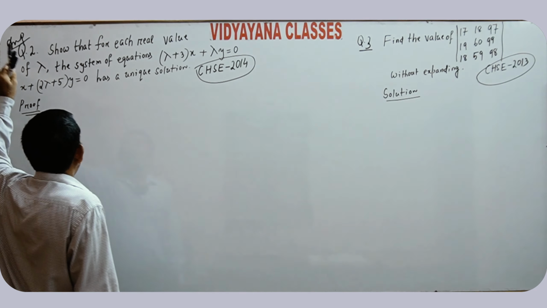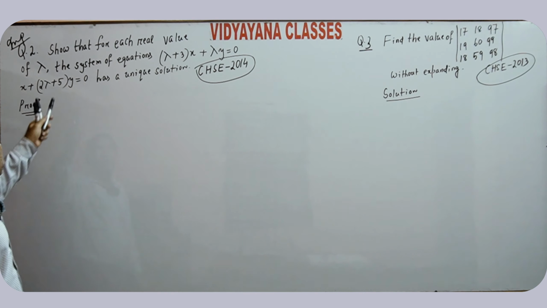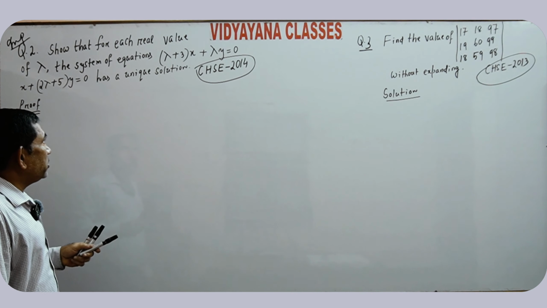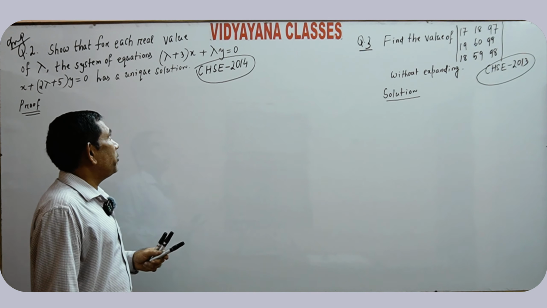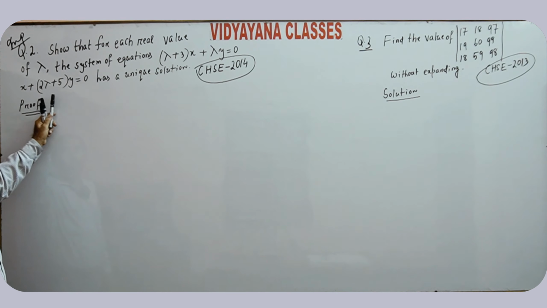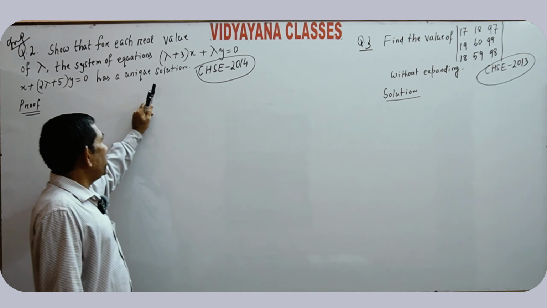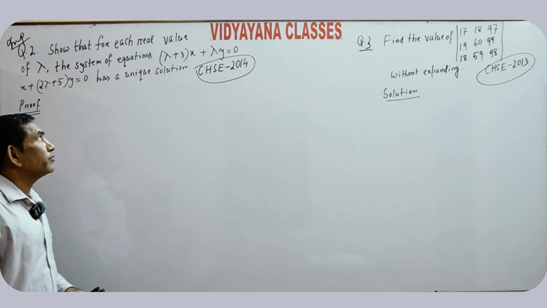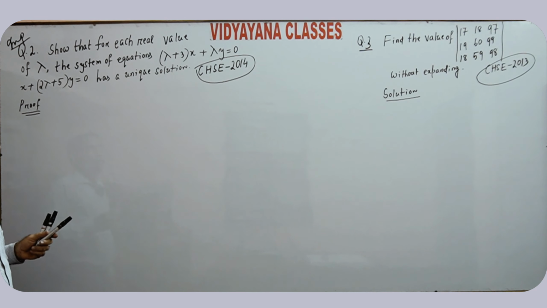Question number 2. Show that for each real value of lambda, the system of equations lambda plus 3 into x plus lambda y equal to 0 and x plus 2 lambda plus 5 into y equal to 0 has a unique solution. So show that for each real value of lambda, the system of equations has a unique solution.